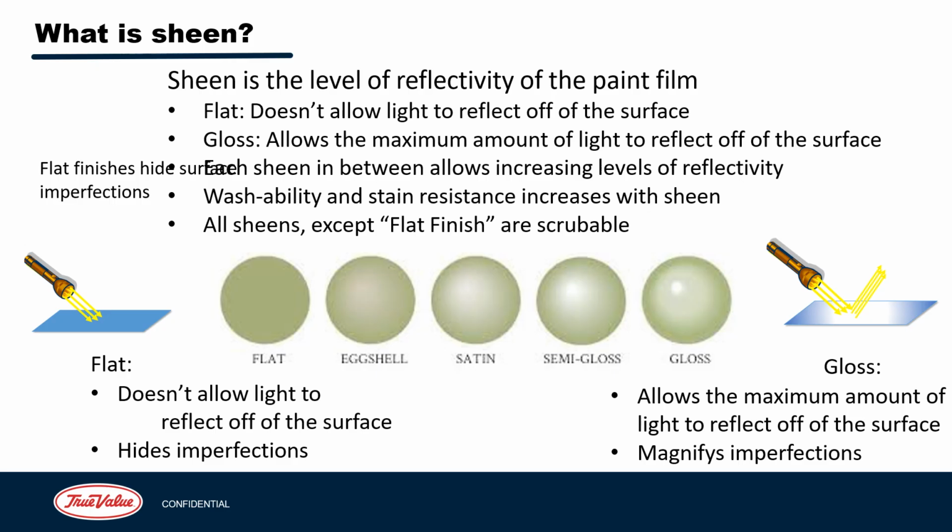A flat finish is more coarse than a shiny one. A flat finish doesn't allow any light to reflect off the surface, which is why it doesn't have any sheen at all. Now, a high gloss surface is very smooth, thus allowing the maximum amount of light to reflect off the surface. The closer the sheen is to flat, the less light reflects off the surface. The closer the sheen is to a gloss, the more light reflectivity there is, and with the increased sheen comes increased washability and stain resistance.